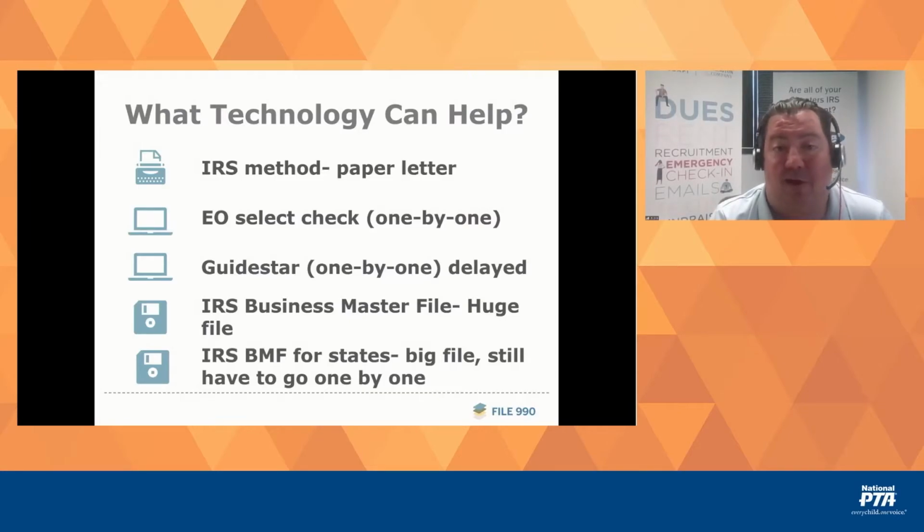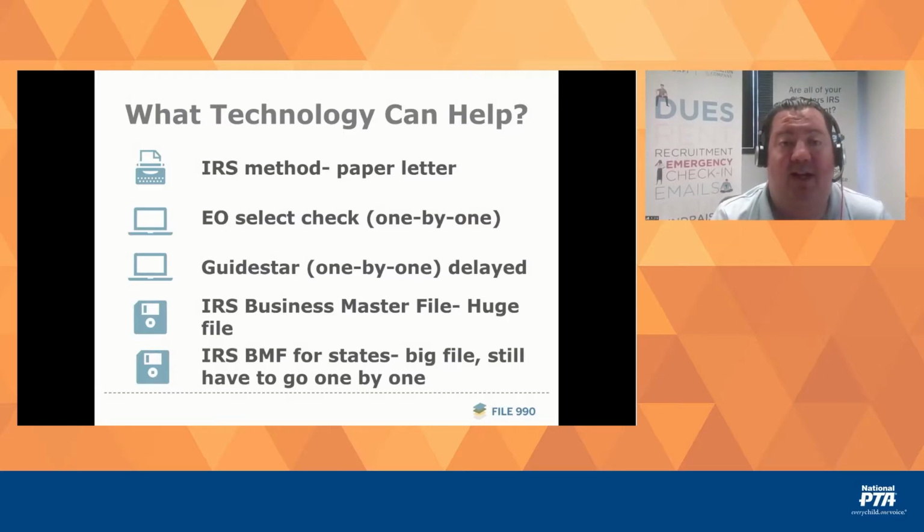Most success is calling them, but it's usually a 30-minute to 45-minute wait just to speak with someone, and they'll only handle one EIN issue at a time. So if you have 3 chapters that are revoked, they'll help you with the first one, and you're gonna have to call back and wait to talk about the second one.